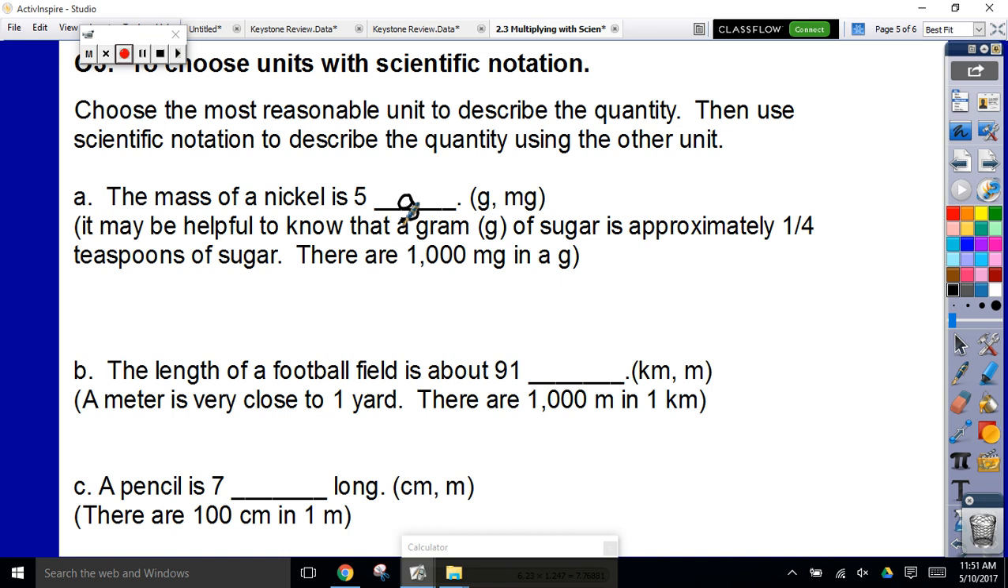No? Converting units? You will. Probably, I don't know what year you do. I would guess next year you would do that.